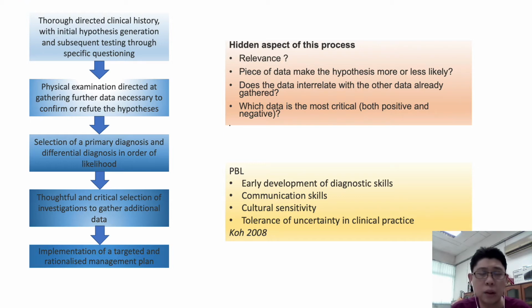For example, the master's candidate will need to know what is the relevance of the data. They will need to know what piece of data will make the hypothesis more or less likely. They will need to interrelate this data with other data which is already gathered, for example, what can be found in their own notes and so forth.